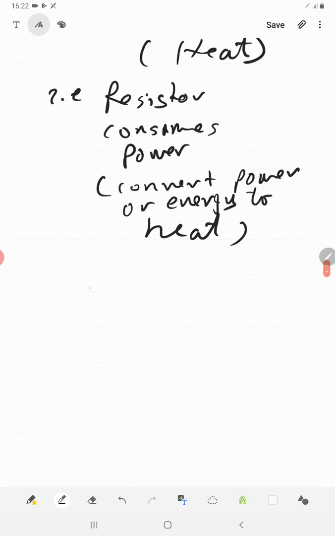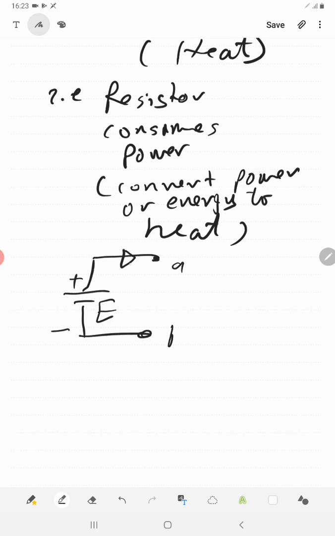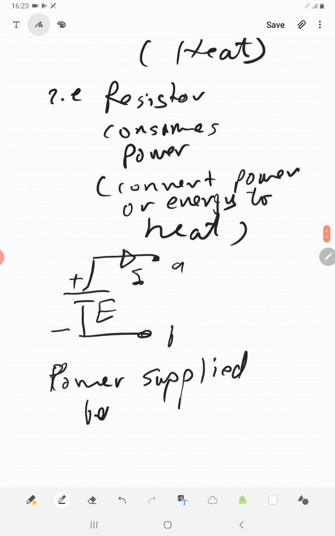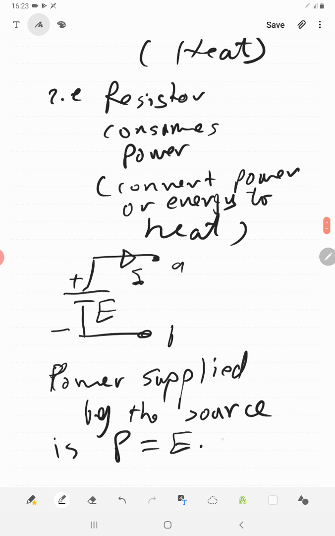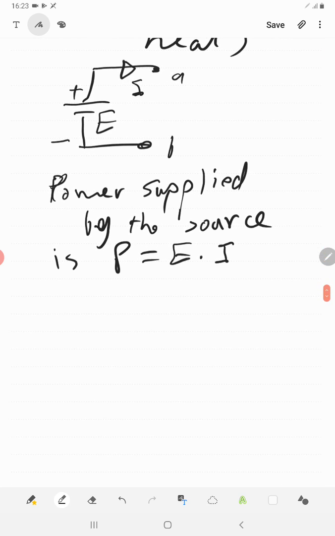And let's take a voltage source, plus minus E, connected between A and B, and there's a current I here, okay? So the power supplied by the source is P equals E times I, okay, in watts.